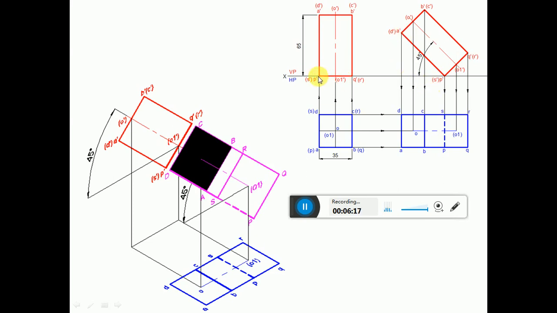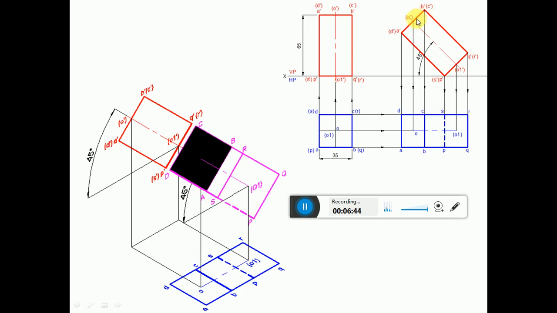Similarly, you measure the length from P dash to Q dash. From P dash you cut an arc on this line to get the point Q dash R dash. Then you measure the length from A dash to B dash, and from A dash you draw an arc. Similarly, you measure the length from Q dash to B dash, and from Q dash you cut the previously drawn arc to get the point B dash C dash.